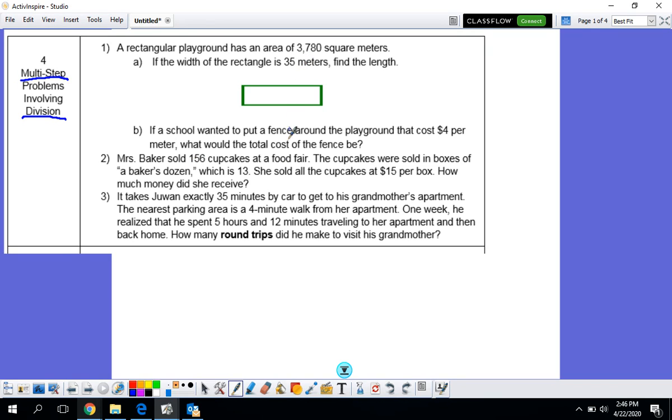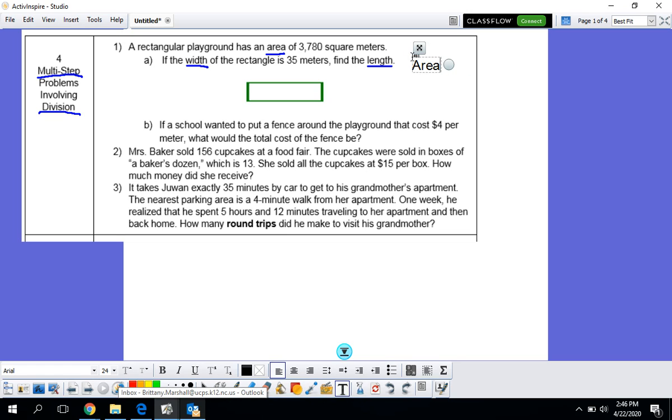So we're going to go through these questions real quick, and I'm going to leave you a couple hints, and then I'll leave you to make sure you're doing it on your own. So number 1, a rectangular playground has an area of 3,780 square meters. If the width of the rectangle is 35 meters, find the length. So I see 3 important words here: area, width, and length. On this question, I would think of what you know about area. That seems to be important to this. I feel like if you know what to do for area and you can figure out where these numbers go and understand what you're looking for, which is the length, you'll be able to solve 1A.